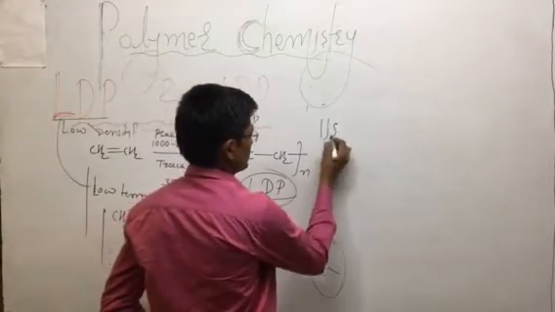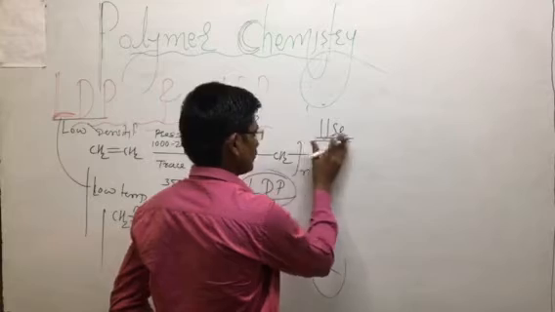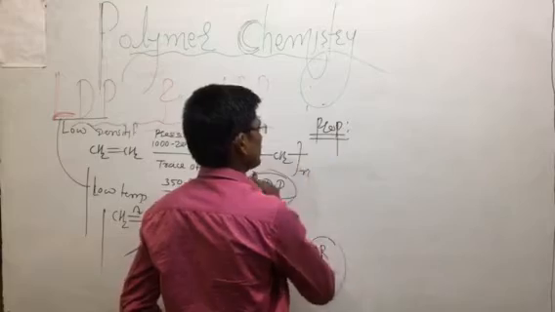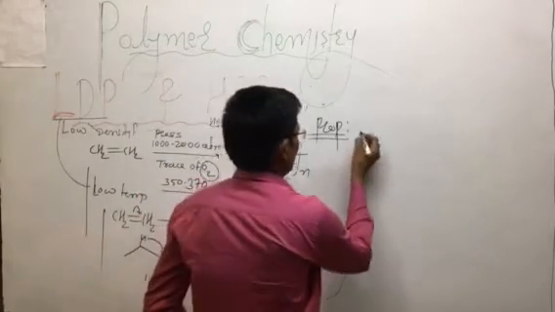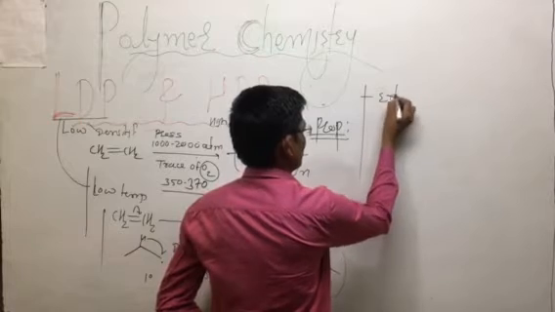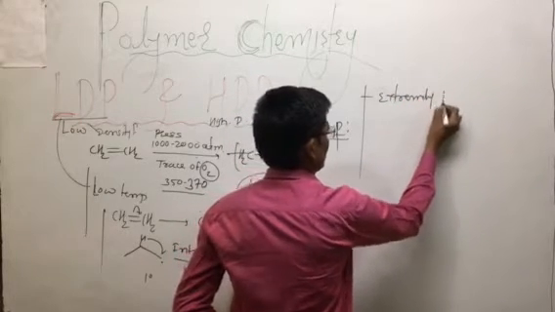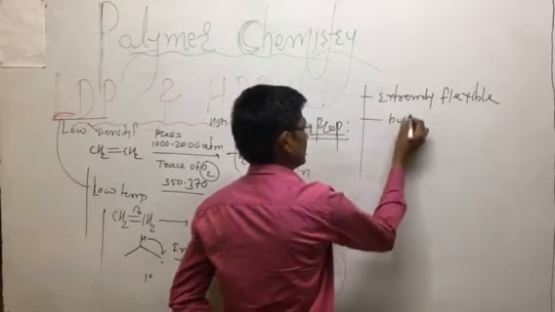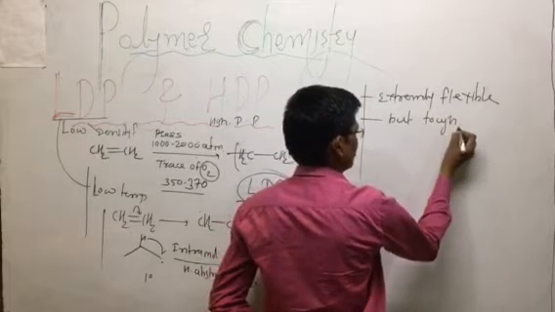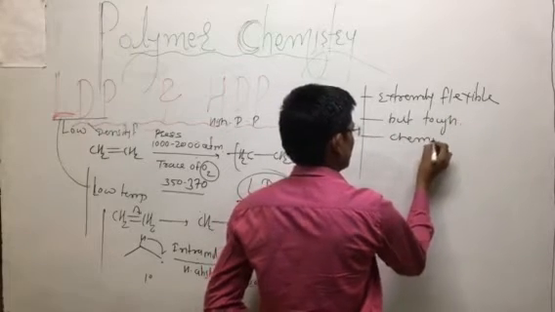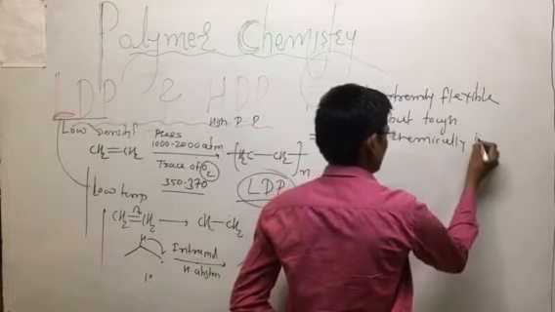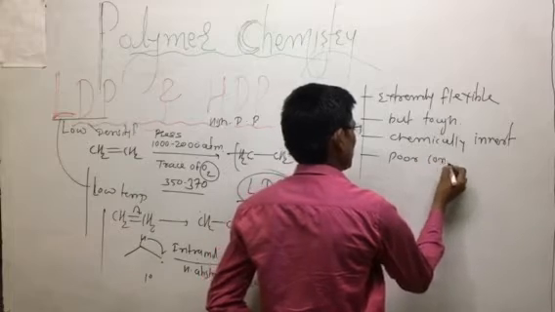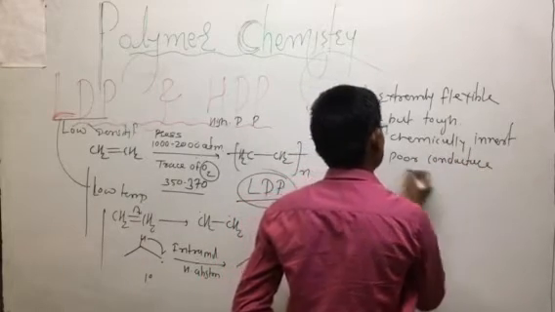So what are the uses of this type of polythene? First of all, what are the properties? We will look at the properties. So what are the properties of this low density polymer? It is extremely flexible, but it is also tough in nature, and it is chemically inert. It is chemically inert, and it is a poor conductor. These are the properties.